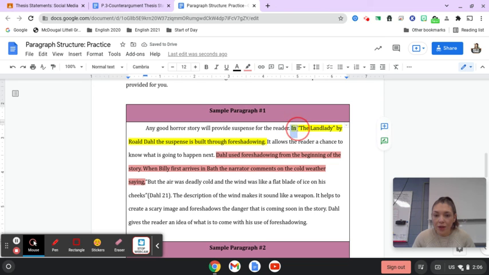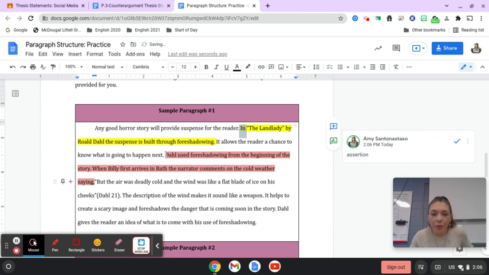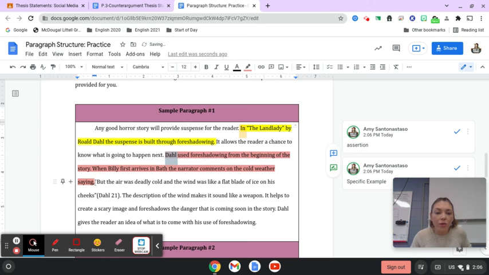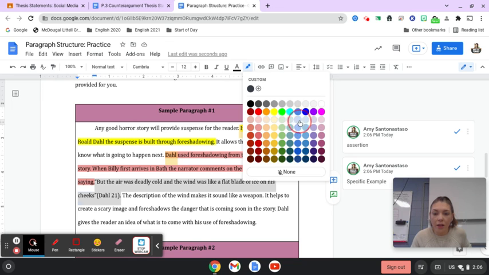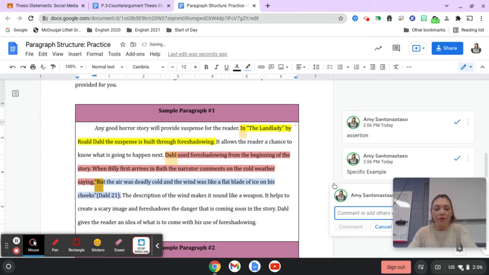As you're going through, you're just identifying. You would highlight the first letter, click add comment, and identify it as assertion. There we go, assertion, comment. Over here, we found the specific example, so we add it. Specific example. All right, and then you will do the rest similarly. You're finding the evidence, highlighting it in the correct color, and then making a note of what the item was. Evidence.